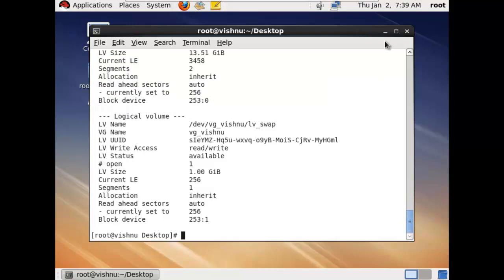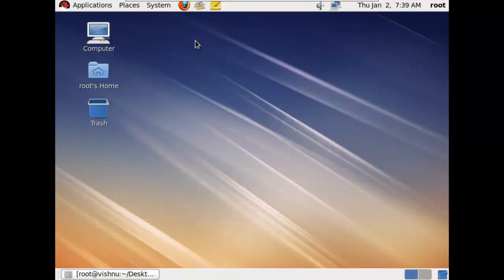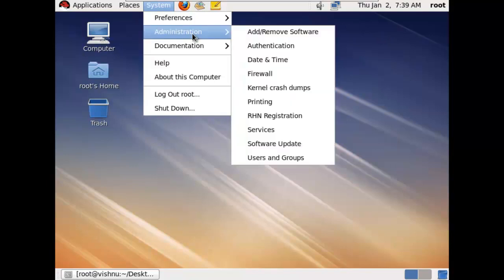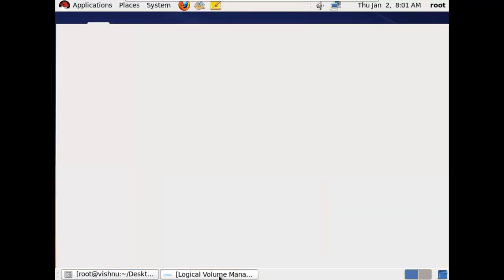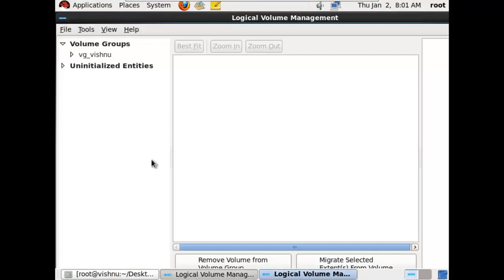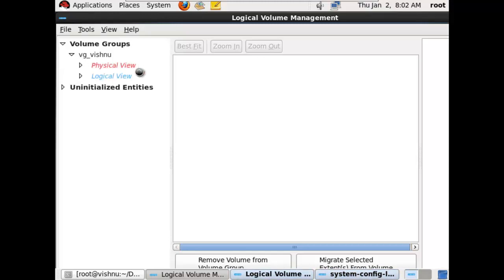Moreover guys, if you want to see the same thing with the help of the graphical console, under administration you will click this logical volume management, and then this wizard will appear in front of you. Now here you are seeing the volume group, and the name of the volume group is VG_Vishnu. We know that volume group is made up of PV and LV. So if you extend this VG_Vishnu, then you find the PV and LV.